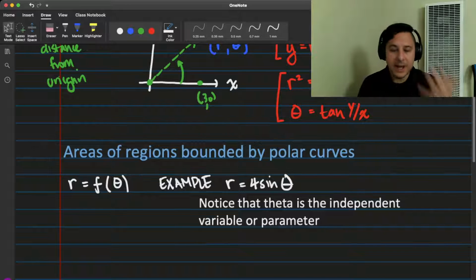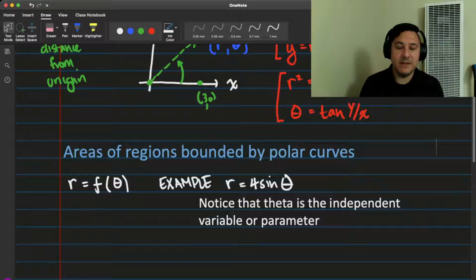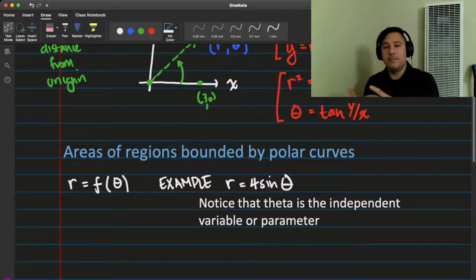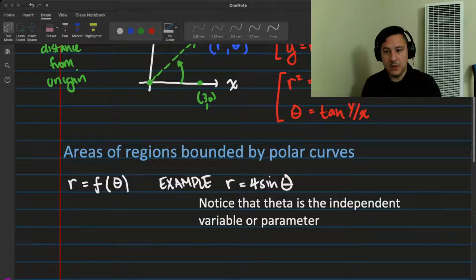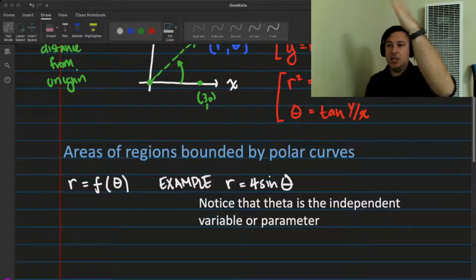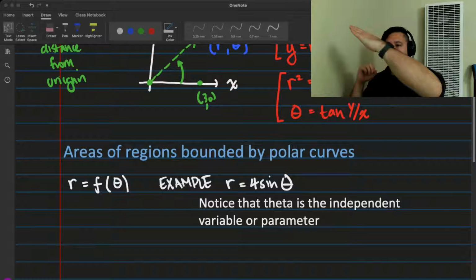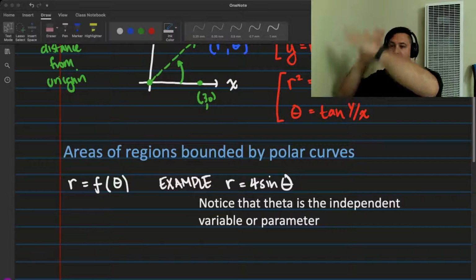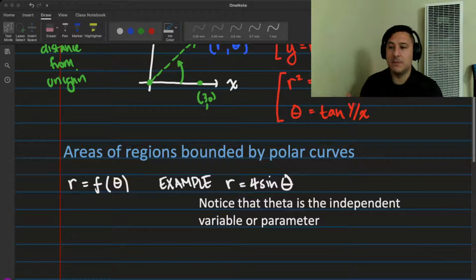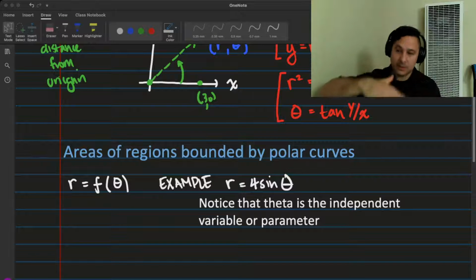In other words, you plug in theta values to figure out how far the point is from the origin. As your angle is changing, you choose some pi over 2, how far out should my point go? If you're choosing pi over 4, how far out should my point go? That's the independent variable. You can think of it as sweeping around.